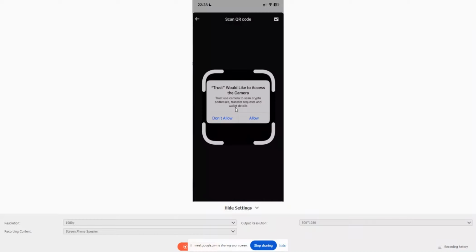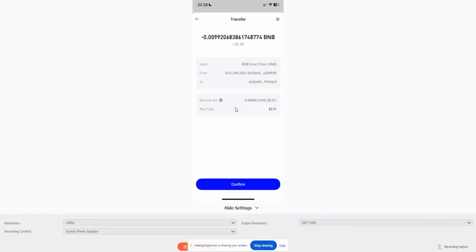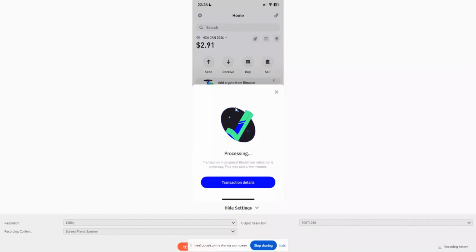Then I will scan the wallet. Okay, do you see that? I will scan the wallet. So I've scanned the wallet, and then I want to send the maximum amount, and then I'm going to click next. And you can see I'm sending from HCA to this other wallet, and then I'm going to click confirm, and the transaction is processing.